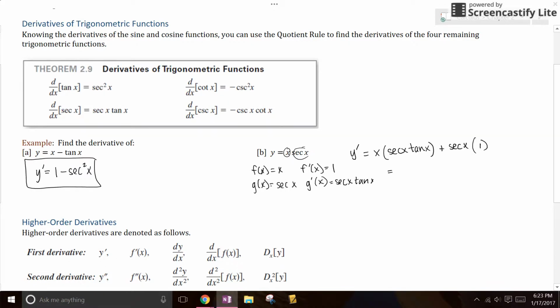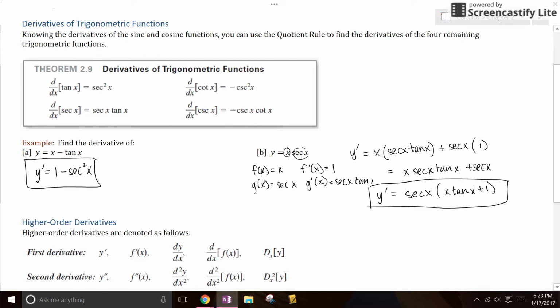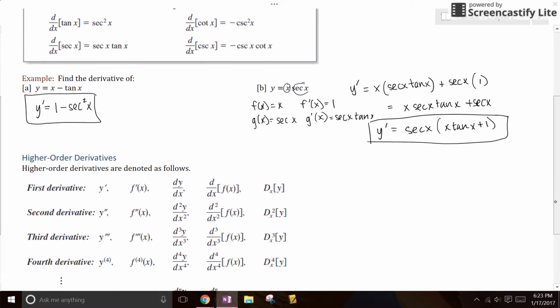And I could simplify this one down too. This looks like x secant x tan x plus secant x. And then I think I could factor out a secant x, and be left with x tan x plus 1. And there you have your trig derivative. And heck, let's finish this even without stopping.